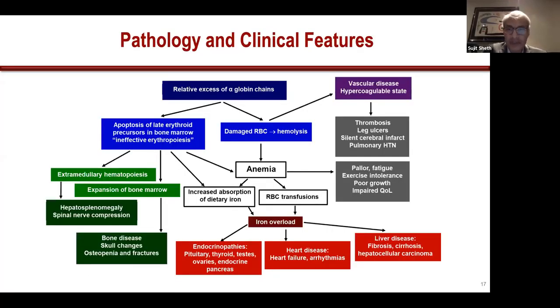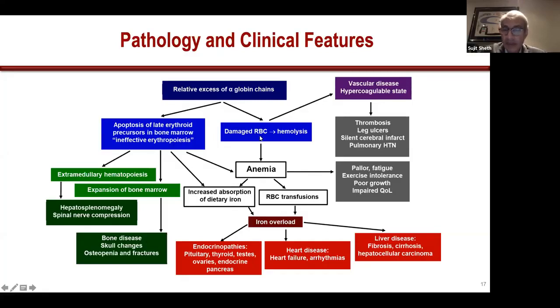And I won't go through this in great detail, but this is a busy slide, and essentially the relative excess of alpha globin chains up here leads to apoptosis of the marrow, as we've seen, ineffective erythropoiesis, extramedullary hematopoiesis, and expansion of the marrow because of increased EPO secretion. The extramedullary hematopoiesis leads to hepatosplenomegaly, occasionally spinal nerve compression. The expansion of the bone marrow leads to bone disease, skull changes, osteopenia, and fractures.